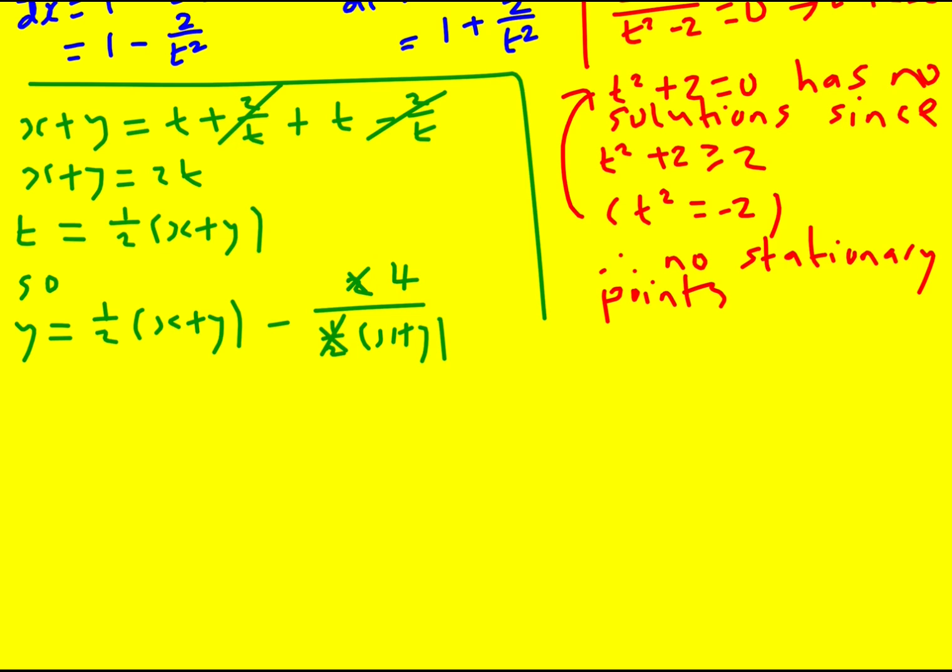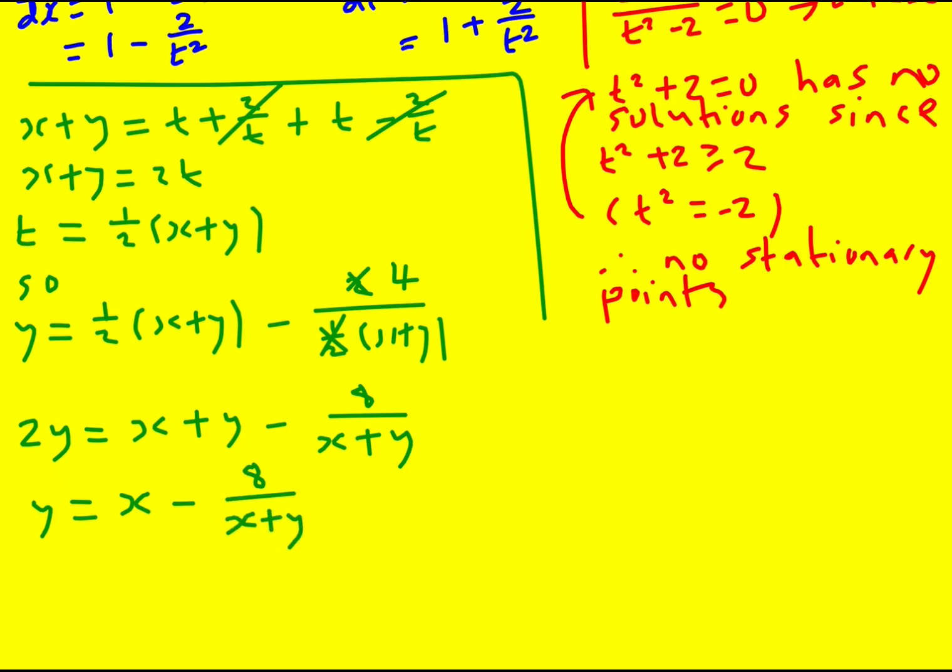And then next up, I'm going to multiply through by 2. I'll do it in stages. So 2y is equal to x plus y minus 8 over x plus y. I'm going to multiply through by x plus y, but I just noticed before I do that, I can actually subtract y from both sides and make it y equals x minus 8 over x plus y. It's just going to make life a little bit easier, I think. Okay, I'll go with it from there.